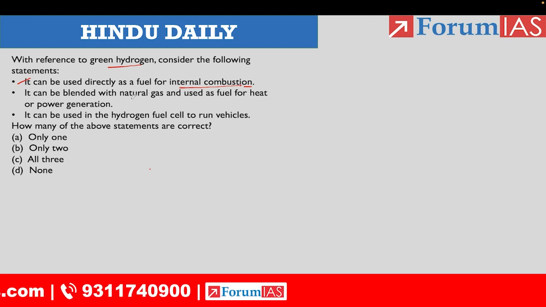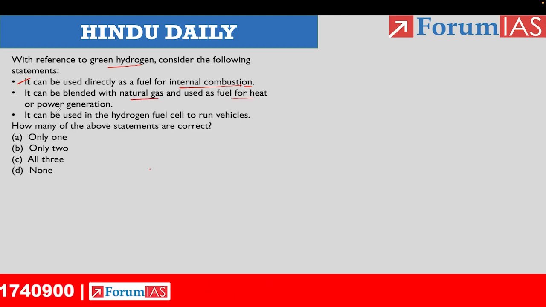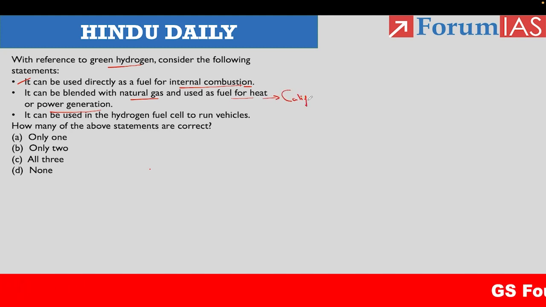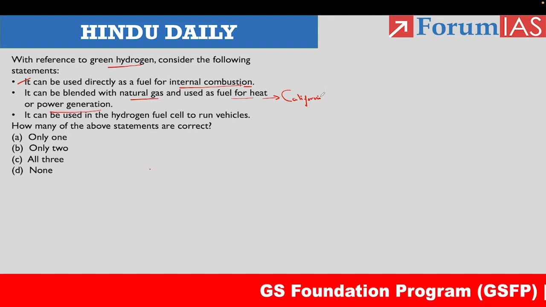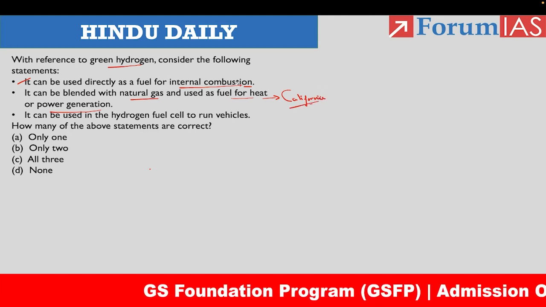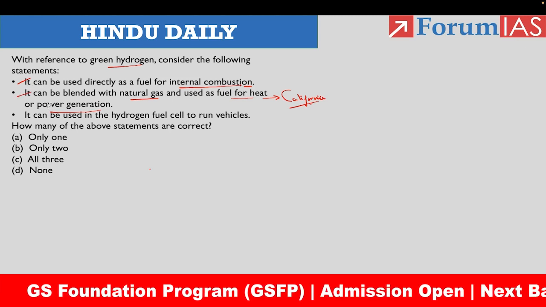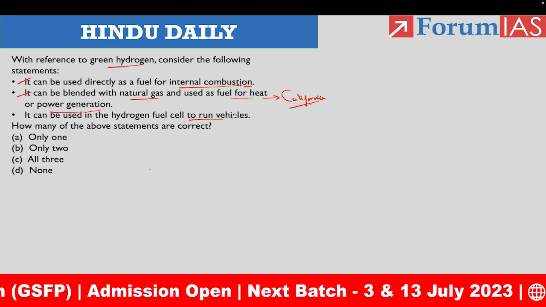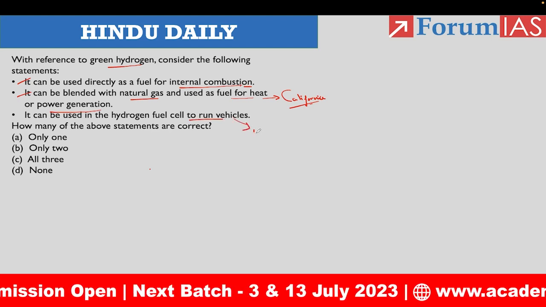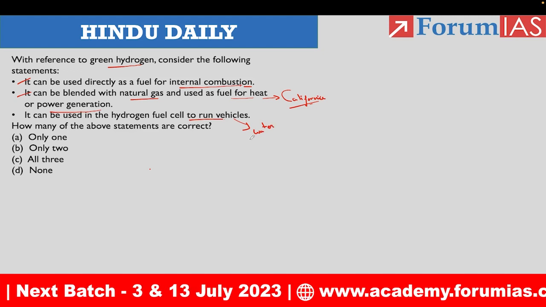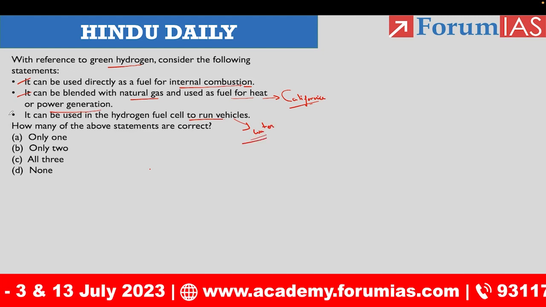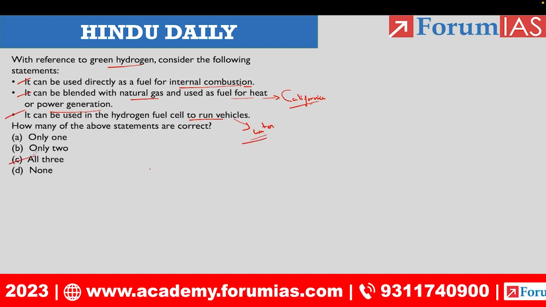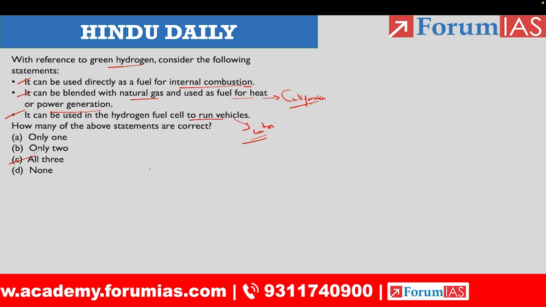Then, it can be blended with natural gas and used as a fuel for heat or power generation. In California, 60% of the energy they are deriving is from green hydrogen and the combined natural gas resources. So the second statement is also right. Then thirdly, it can be used in the hydrogen fuel cell to run vehicles. So the emission will be only water. There won't be any CO2 in the fuel cells. So the third statement is also right. So all three statements are right with respect to question number 1.